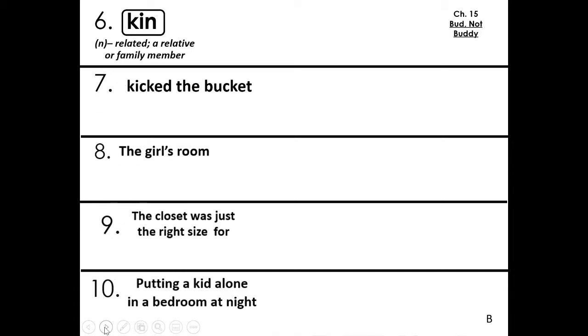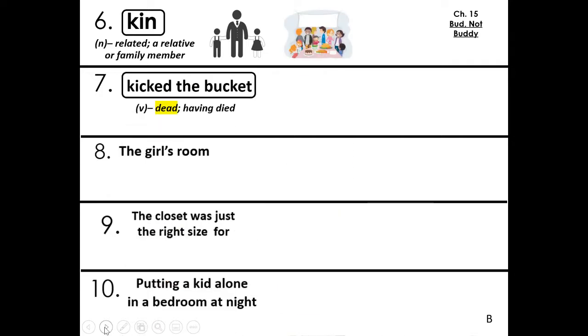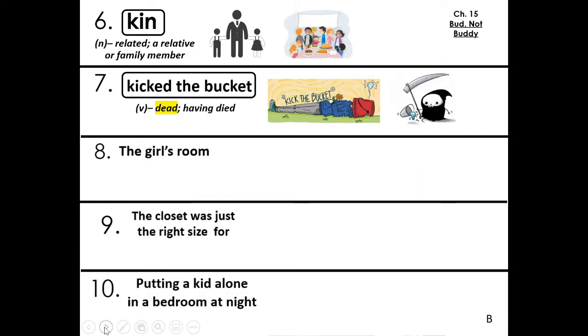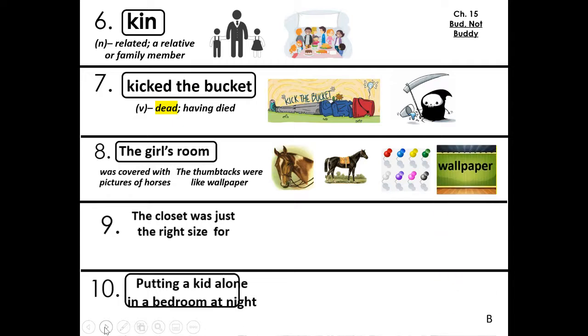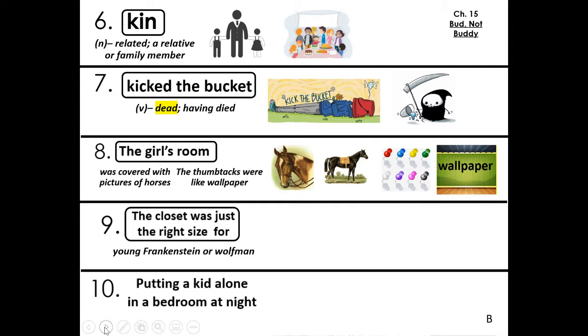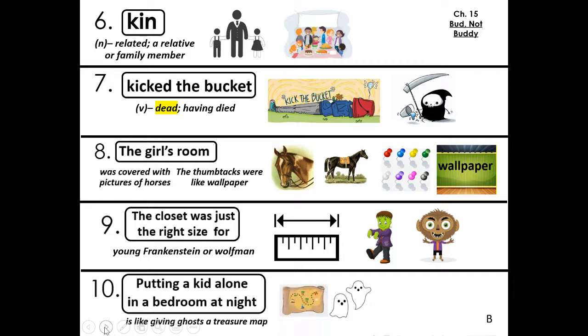Number six is kin, related, or a relative or family member. Number seven, kick the bucket. That means dead or having died. Number eight, the girl's room was covered with pictures of horses, and the thumbtacks were like wallpaper. And number nine, the closet was just the right size for young Frankenstein or Wolfman. And number ten, putting a kid home alone in a bedroom at night is like giving ghosts a treasure map.